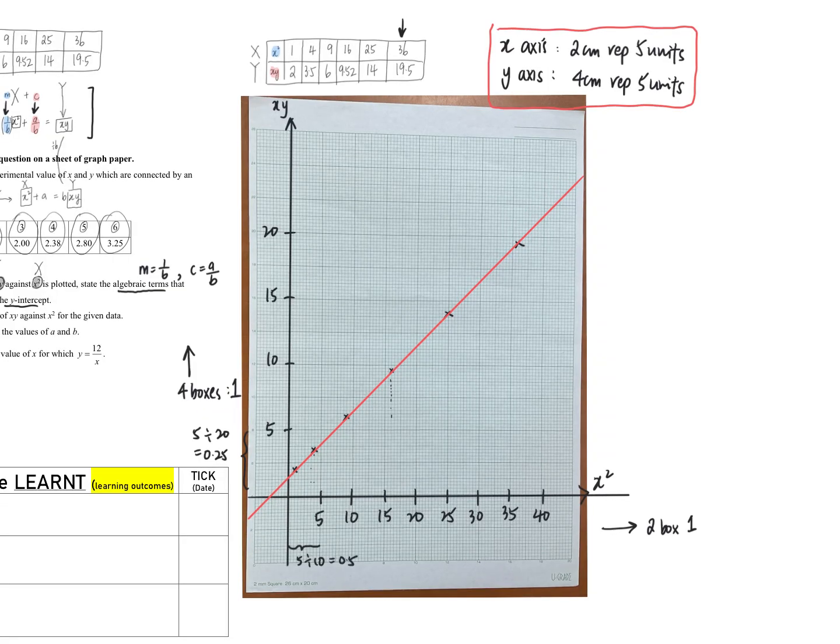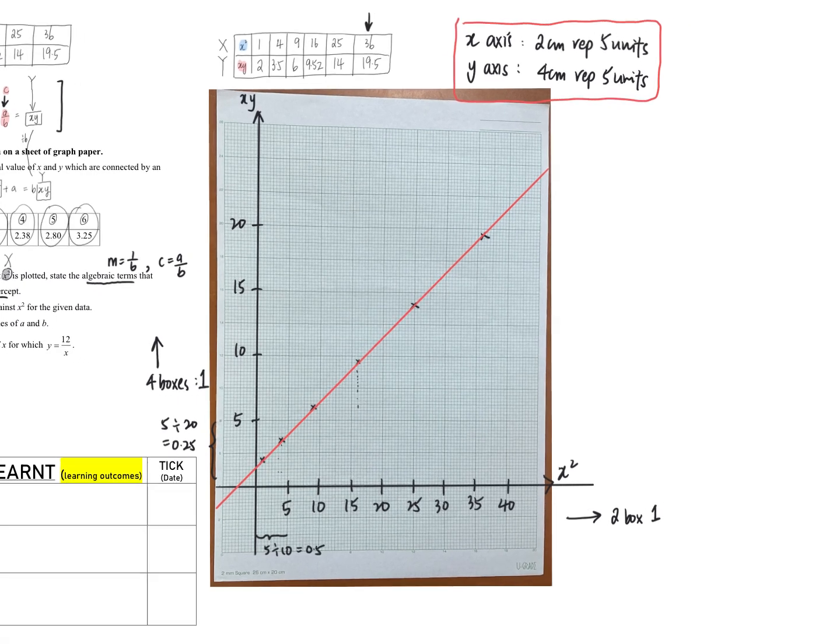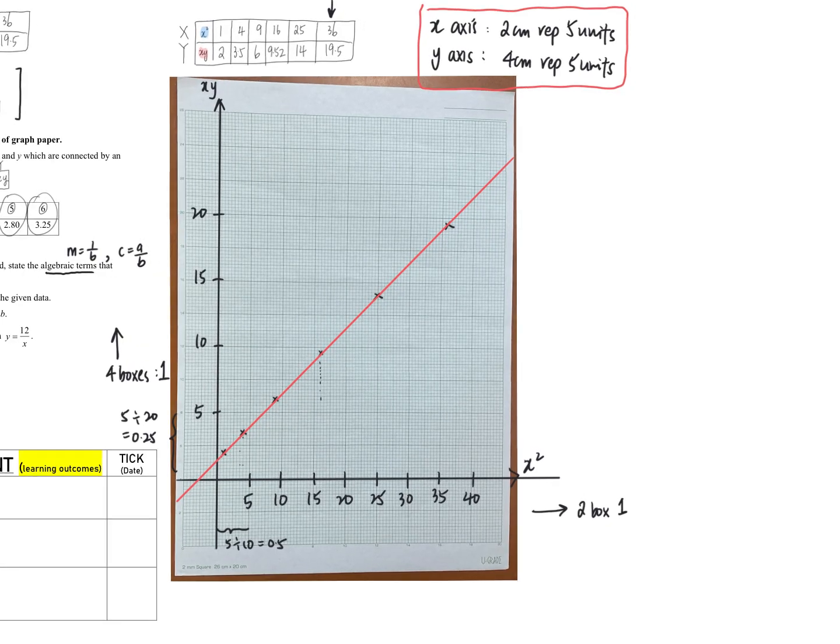There will be one question every year. Linear law usually is one big question, 9 to 11 marks. So if it appears in paper 2, it's about 10% of your paper.